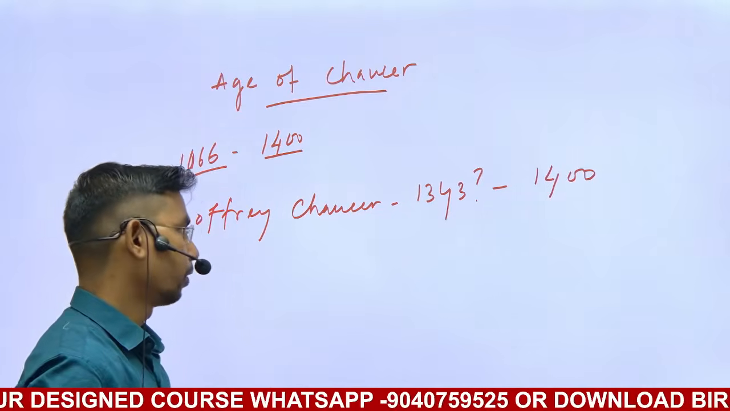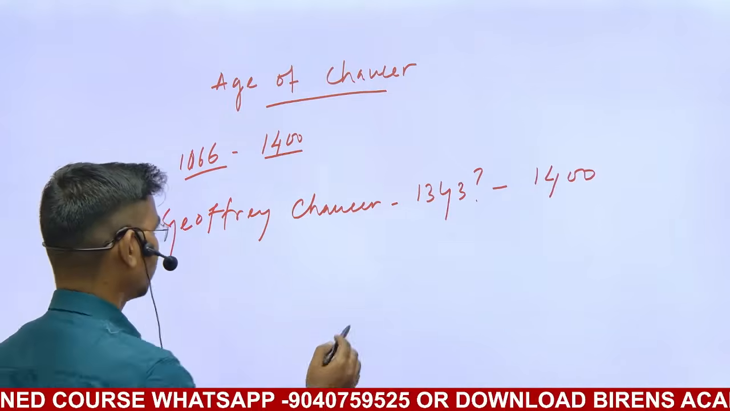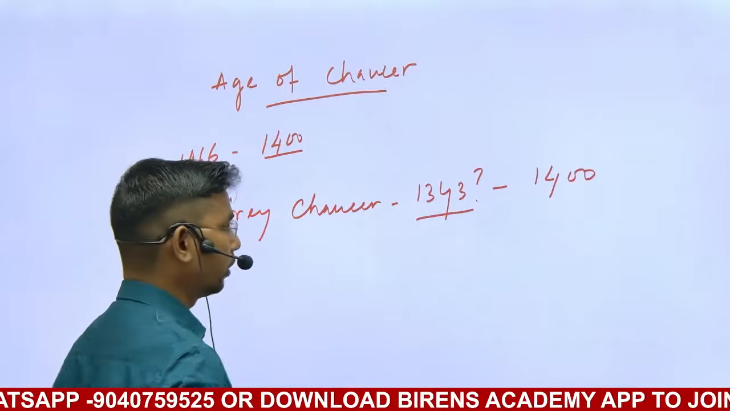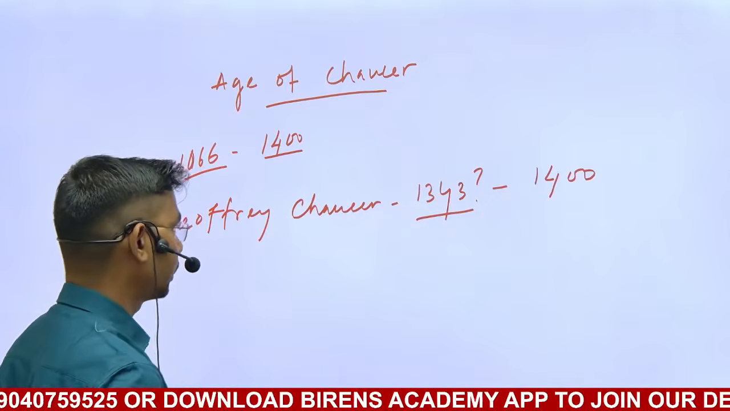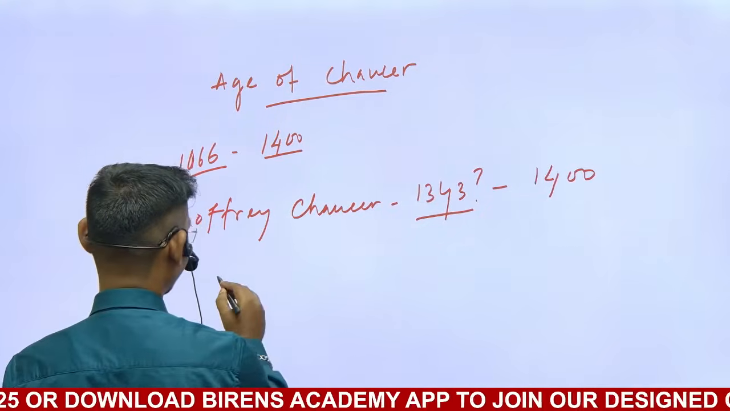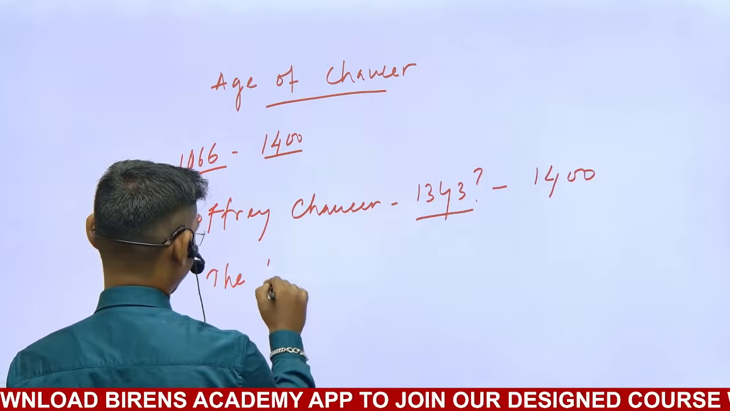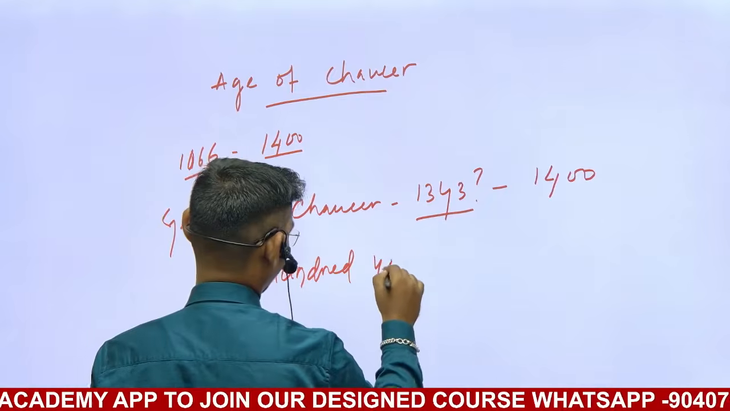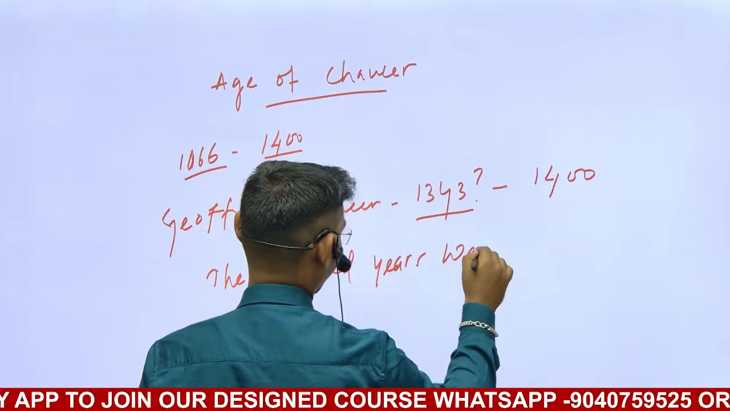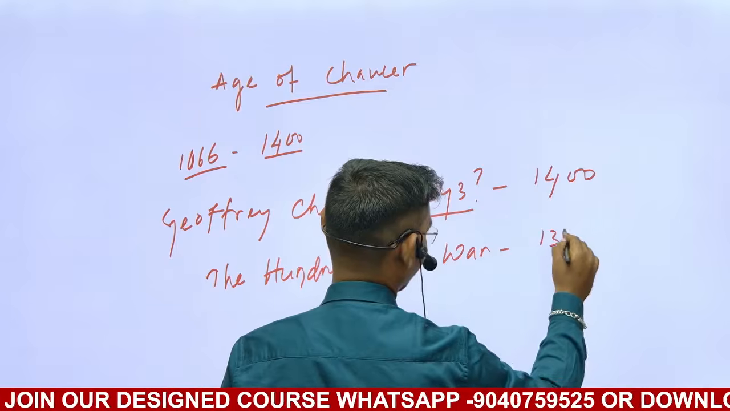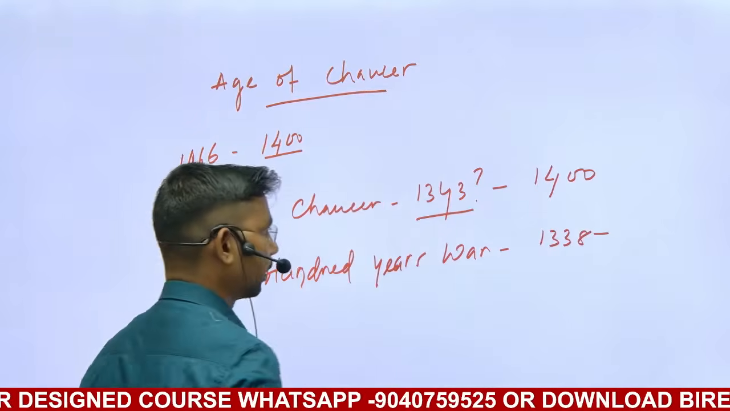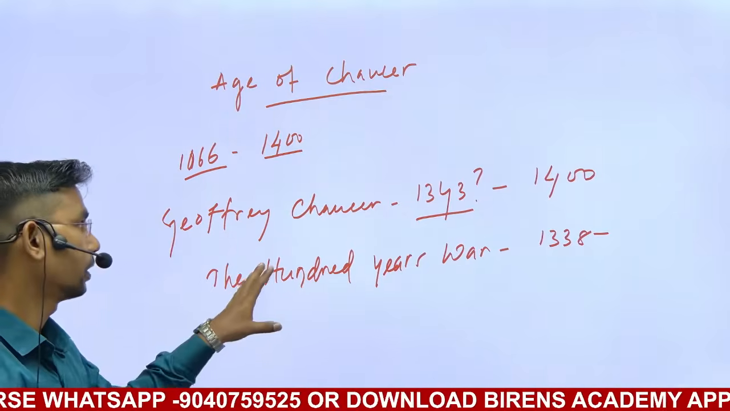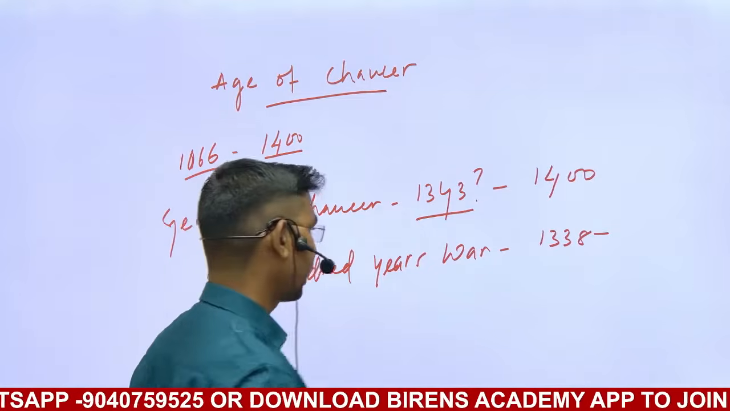of Chaucer. Okay, so before the birth of Chaucer in 1343 or in any year, near about 1343, the 100 years war had already begun in 1338. Okay, and Geoffrey Chaucer was a part of this 100 years war, okay, against France.